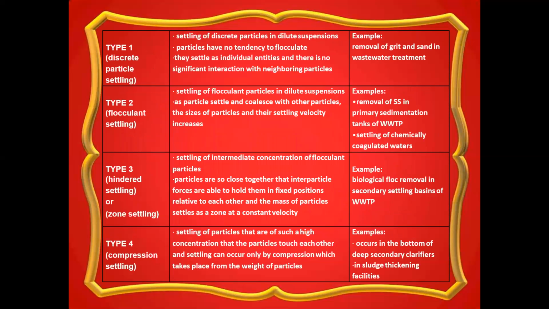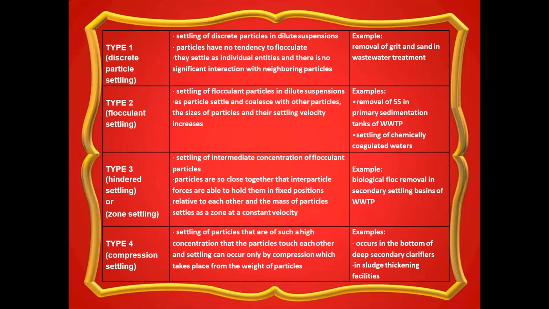For discrete particle settling in dilute suspension, particles have no tendency to flocculate and they settle as individual entities, with no significant interaction with the neighboring particles. Examples are removal of grit and sand in wastewater treatment. Then flocculent settling of flocculent particles in dilute suspensions: as particles settle they coalesce with each other, so the size of the particles and their settling velocity increases. An example is removal of SS in primary sedimentation tanks of a wastewater treatment plant.